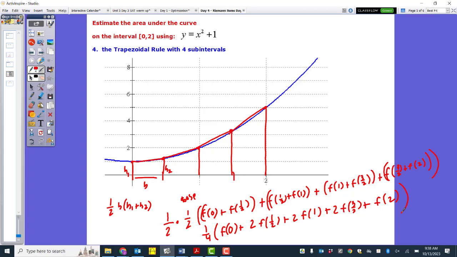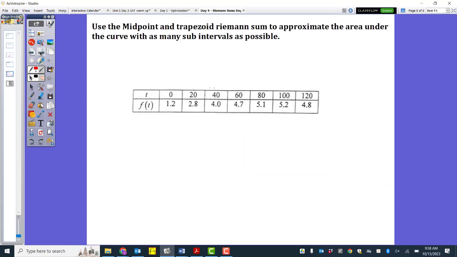Now, we can only pull out the common factors and everything if there is a common base. So if you see one that's like this, well, this one has the same size bases, but if you see one like a table where you don't have the same base, you're going to have to create individual trapezoids each time.